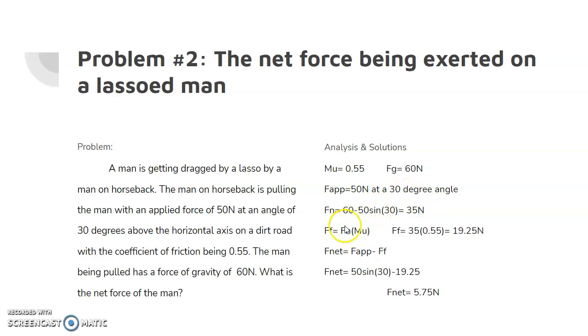So since we have the normal force, we have to get the force of friction, which we can find by multiplying the normal force times the coefficient of friction. We use the normal force we just got and multiply that by the coefficient of friction to get 19.25 newtons. And now to finally find the net force, we subtract the horizontal applied force minus the force of friction. So we plug in the trigonometric functions again to get the horizontal applied force, and we subtract the force of friction we calculated, and we get a net force of 5.75 newtons.